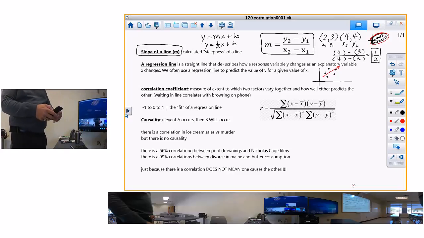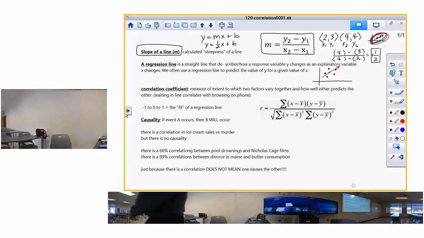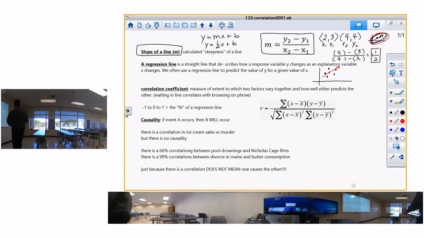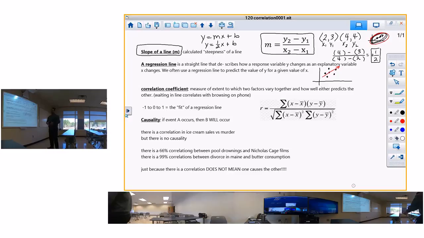Showing a tendency between those 6 points. Now, that's what a regression line is. Okay, so when you see in this section regression line, correlation coefficient, it's easy to get everything mixed up. The correlation coefficient is the measure of extent to which 2 factors vary together and how well either predicts the other. Such as if you wait in line for a movie, what do people usually do?